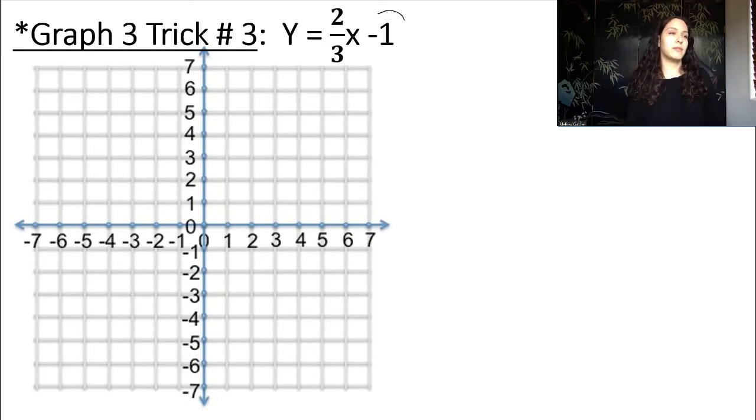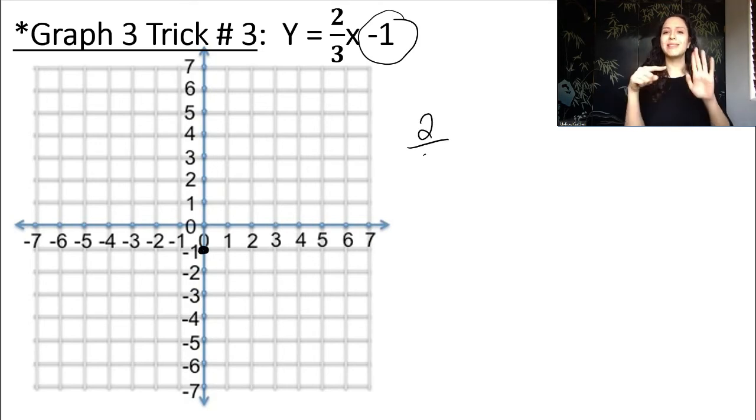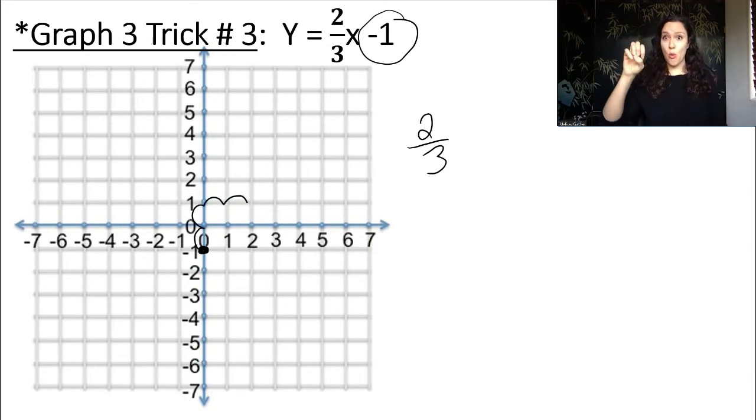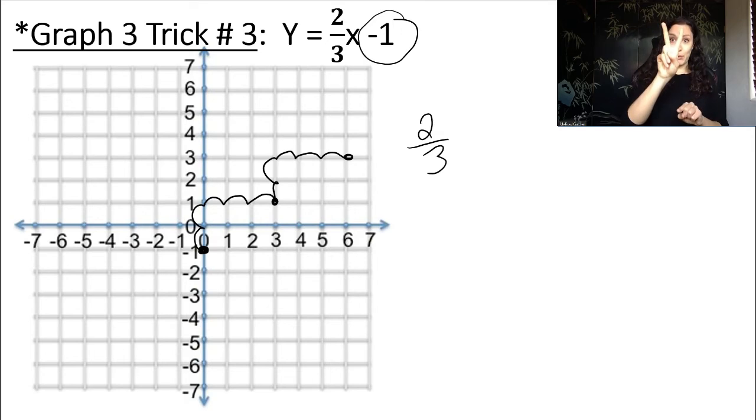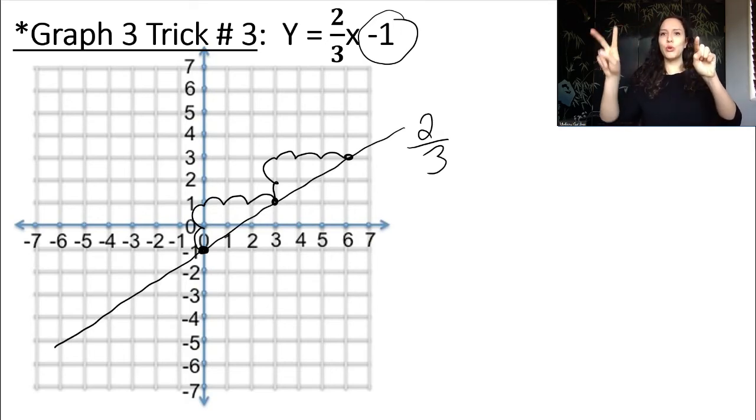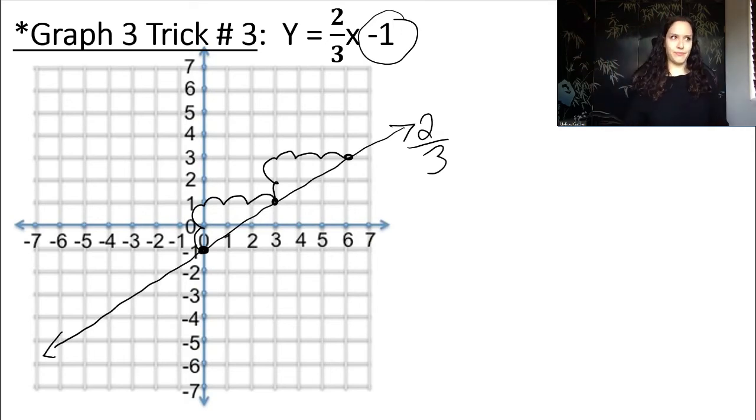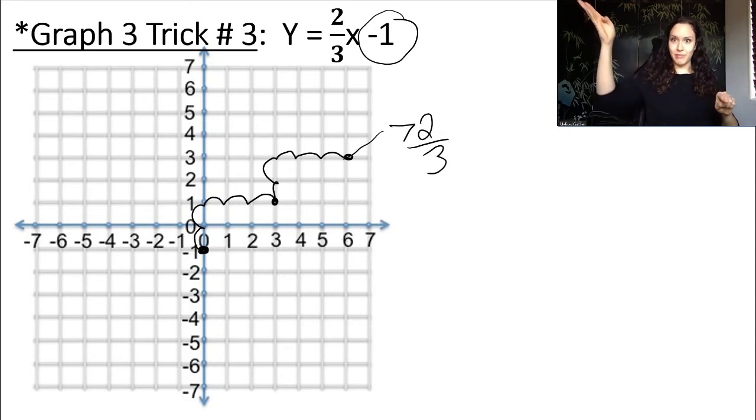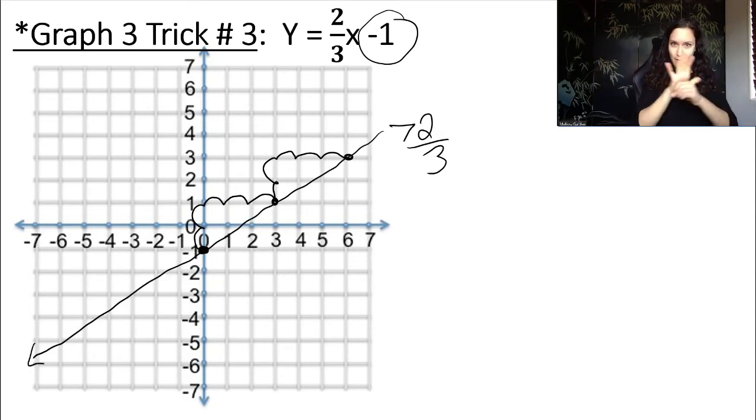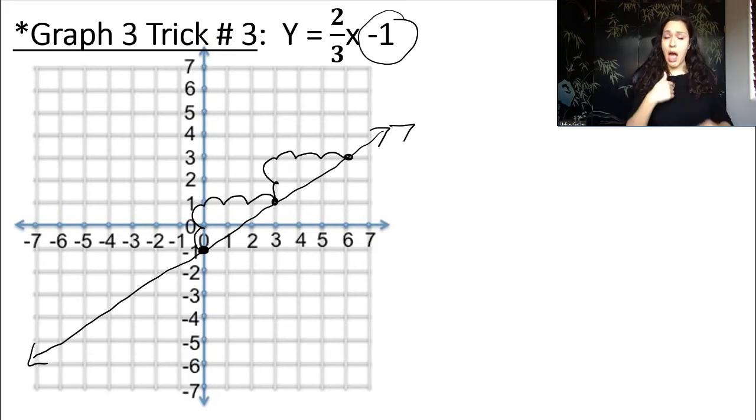All right, so here's my y-intercept at negative 1. My slope is already a fraction, it's 2/3, so I'm just going to go up 2 to the right 3. Up 2 to the right 3. And there we go. Okay, I didn't make that line all the way to the edge. There we go. And there we go. You can keep those little jumps there. I want to see those jumps.